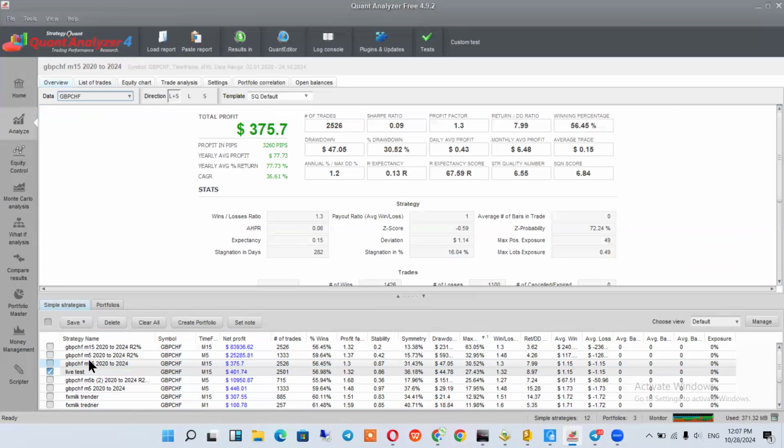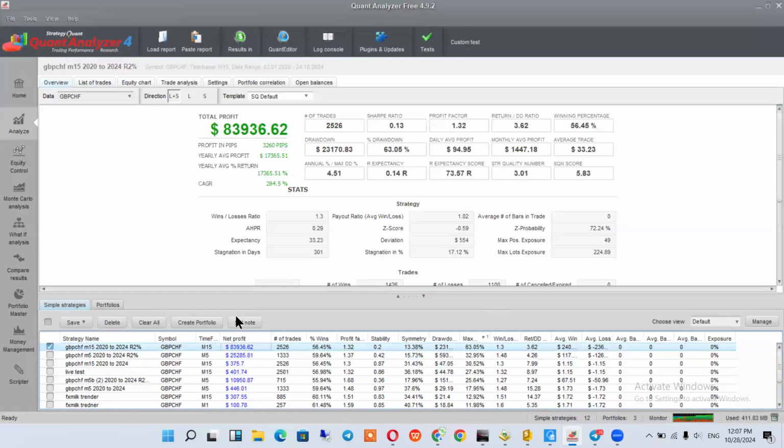So this is the one for compound. Yeah, I'm risking 2% per trade. Yeah, 15 minutes, 2024, risk 2%. The net profit. Okay, this is it here. So this is what we get if we were to be risking a continuous 2% per trade.